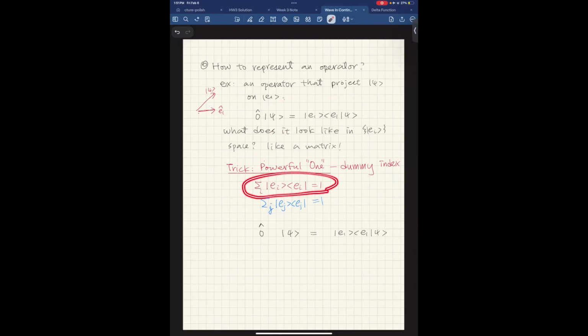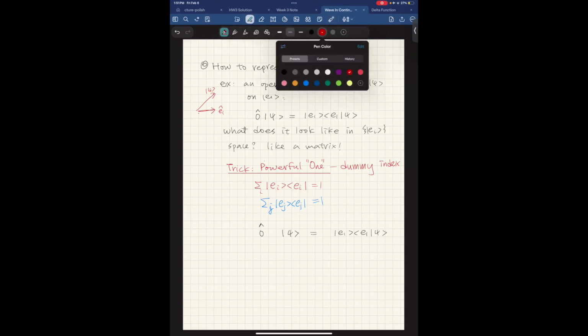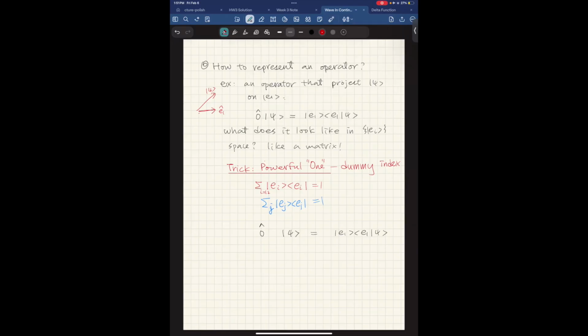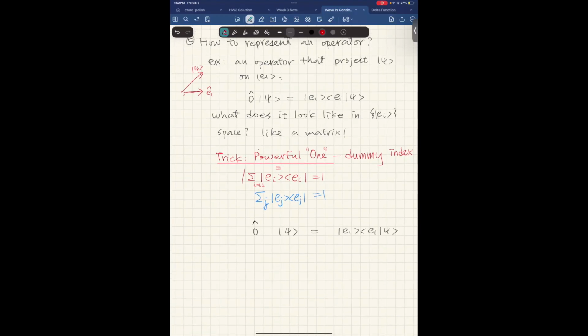So first, I write down the completeness relationship. So I can be 1 or 2. And there's no reason why I need to use I, right? I is just my random choice. So this I eventually will be summed up. It will run over 1 and 2. So this whole thing is just telling me E1 plus E2 is going to equal 1.